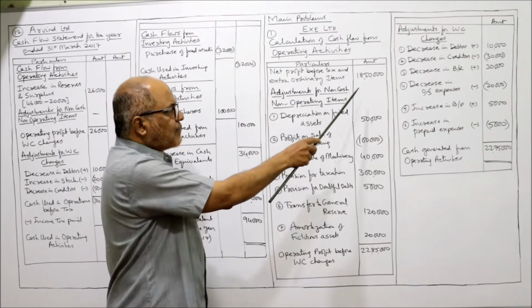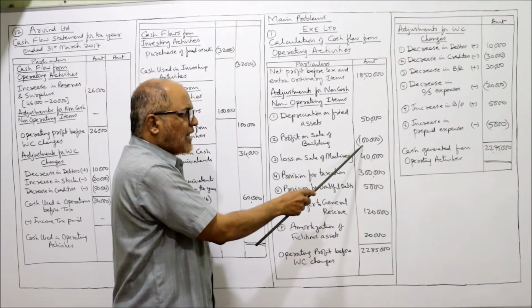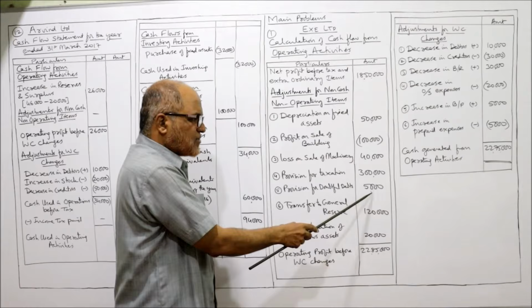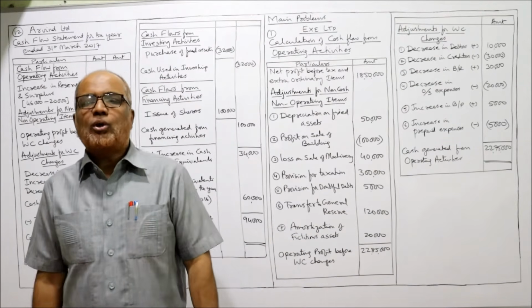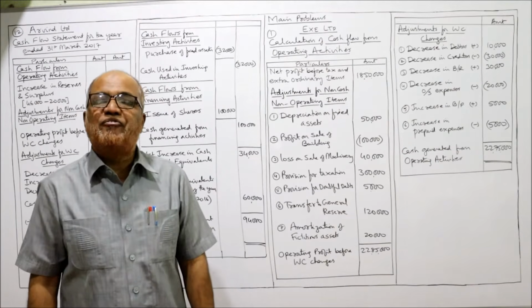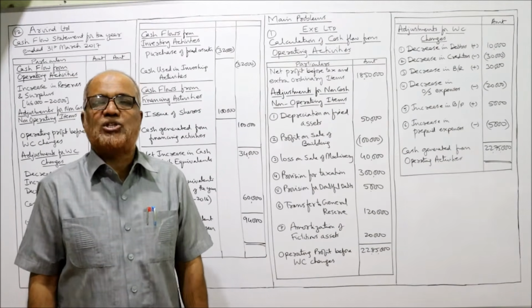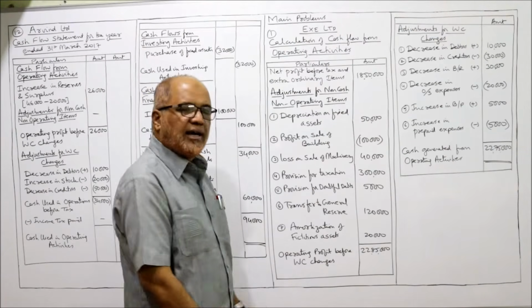So add up: 18,50,000 plus 50,000 minus 1 lakh plus 40 plus 3 lakh plus 5,000 plus 120 plus 20. 22,85,000. So 22,85,000 is the operating profit before working capital changes.